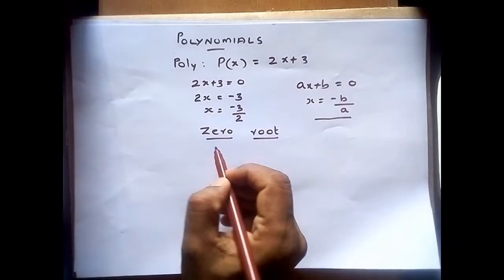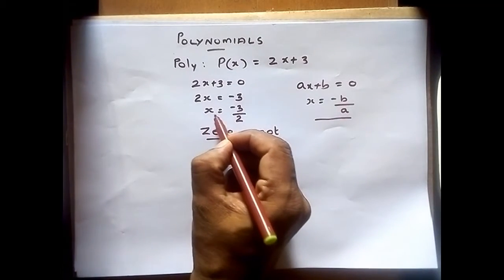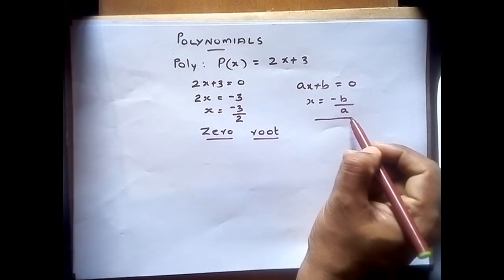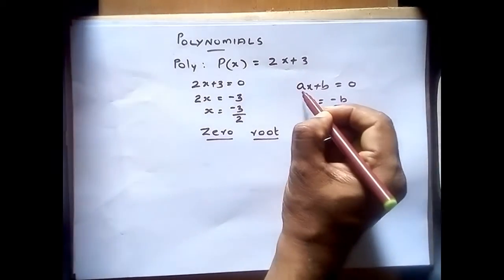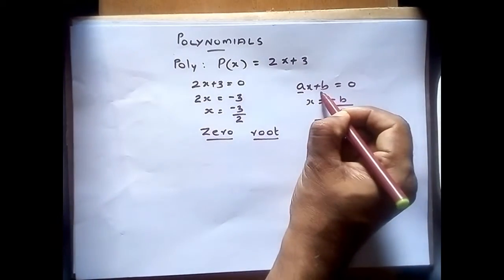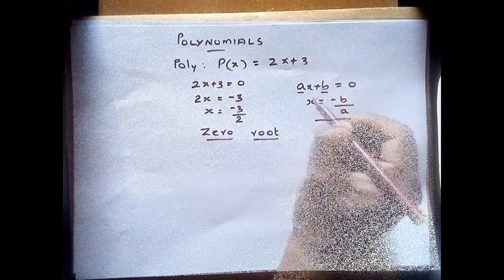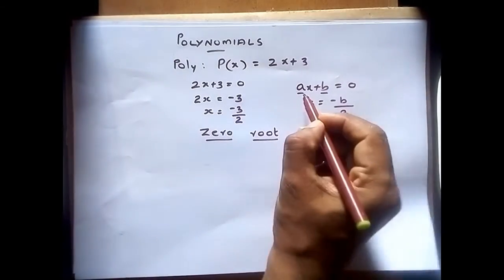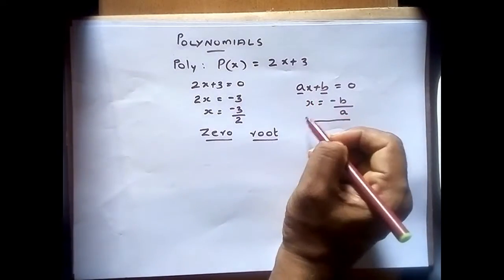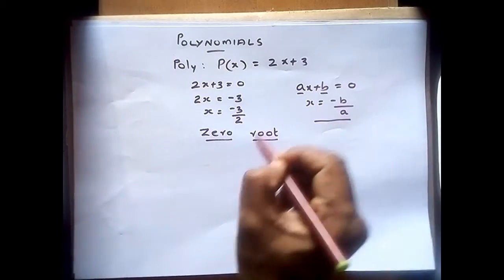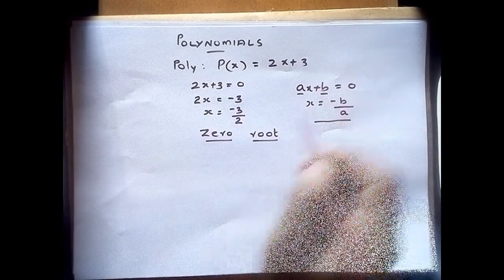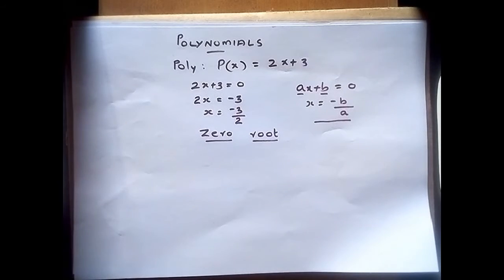So what have we observed? We have observed that the value of x for which the polynomial becomes 0 is directly related to the coefficients of the polynomial. Coefficients means the scalar multiples of the variable x. So the value of this zero is directly related to the value of the coefficient. That is what we have observed.